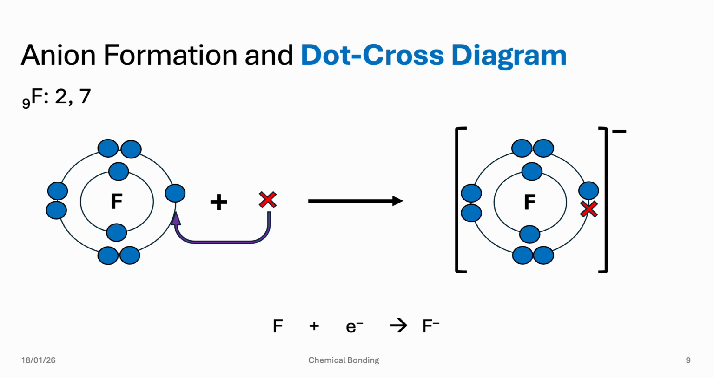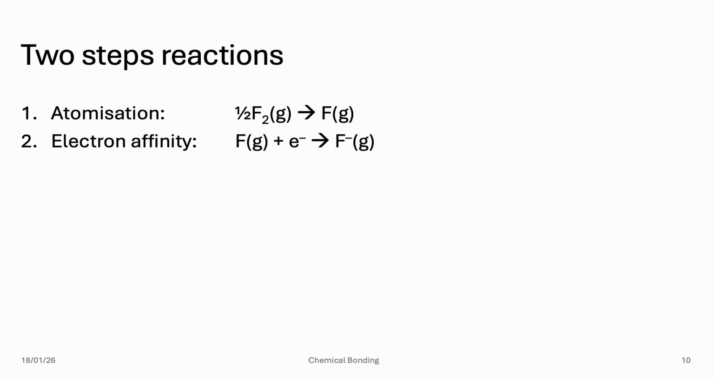So the overall reaction will be F plus electron to form F minus. There are two steps in the formation of the fluoride ion. Atomization, from F2 to form F atoms. They separate from diatomic molecules to form atoms, and then if there is another energy supply, they will form F minus as they gain an electron. So it forms F minus.